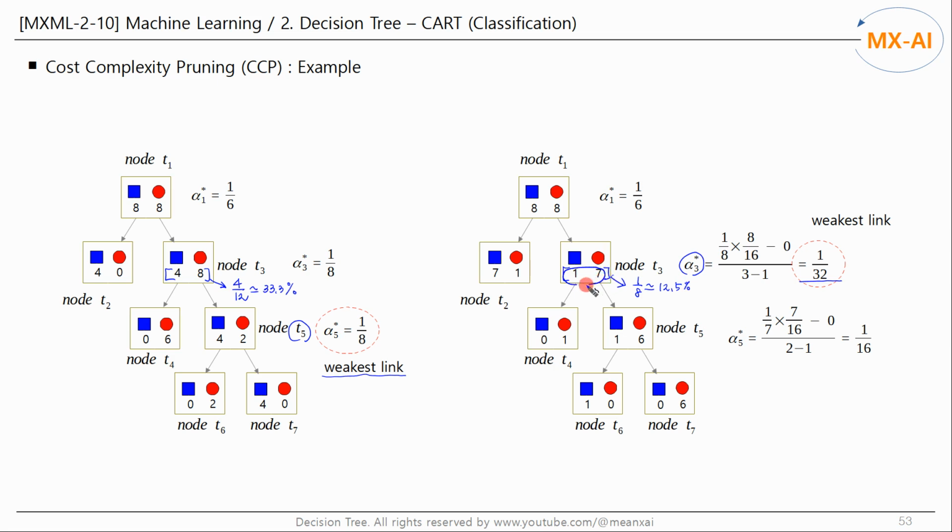When T3 already classifies data this well, splitting it further adds complexity without much payoff. So that split is flagged as inefficient and becomes the candidate for pruning. And here's a useful implication of this. If a parent node is already identified as the weakest link, we can skip evaluating its child nodes entirely. This makes the pruning process more efficient by avoiding unnecessary computation.